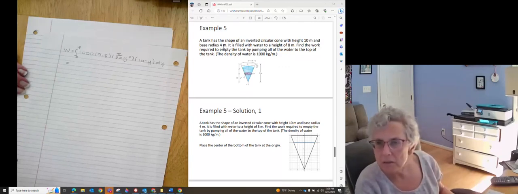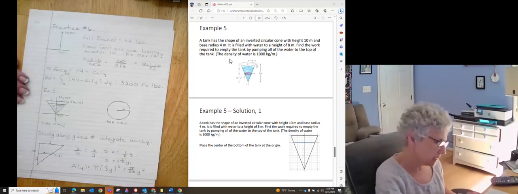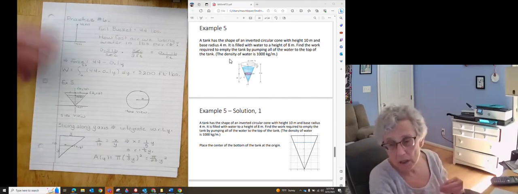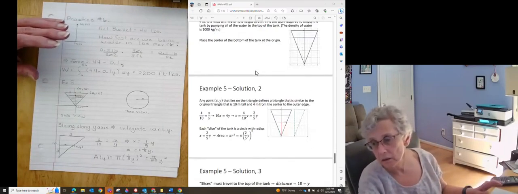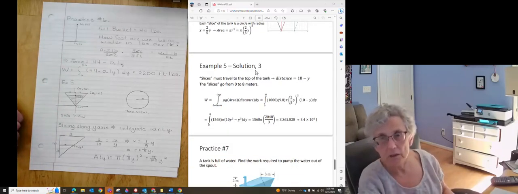No, it says the base radius. Radius is 4 meters. I gave its base diameter 4 meters. So I'm going to go back and fix all those numbers. They are correct here. Be sure you read the problems carefully. We'll do the next one right, I promise.